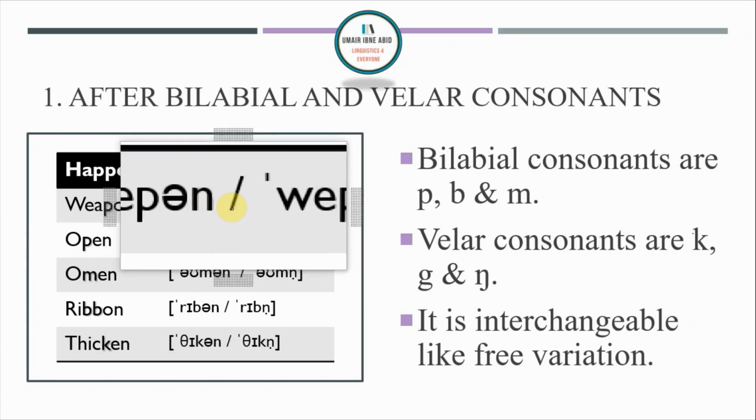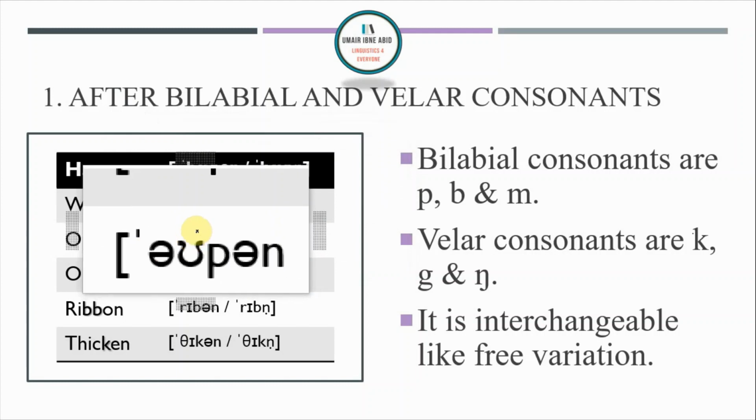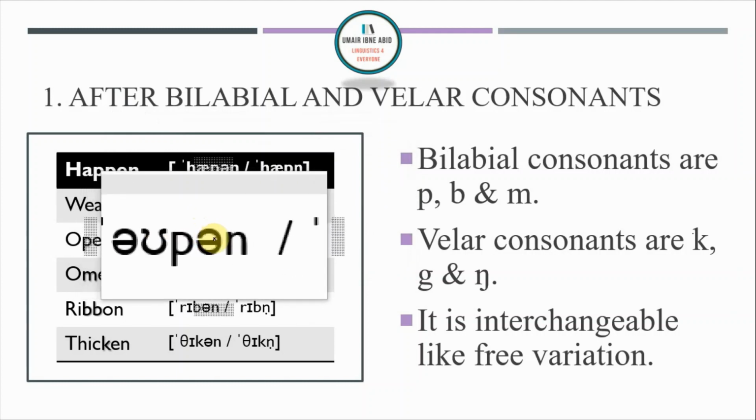So it is called free variation, and in such cases n could be syllabic, but most of the time it would not be syllabic.